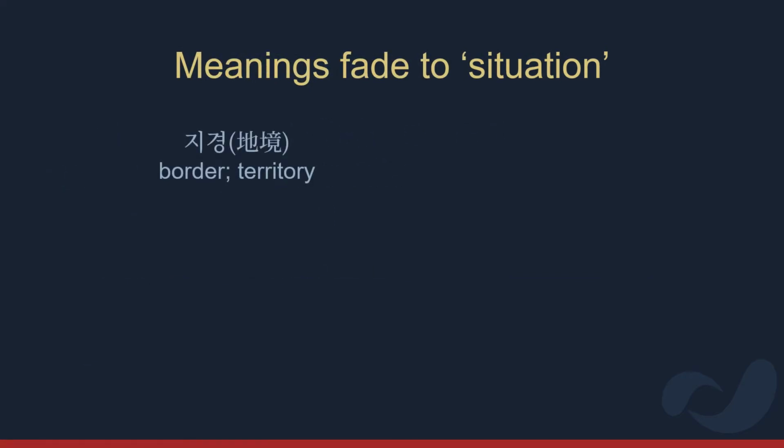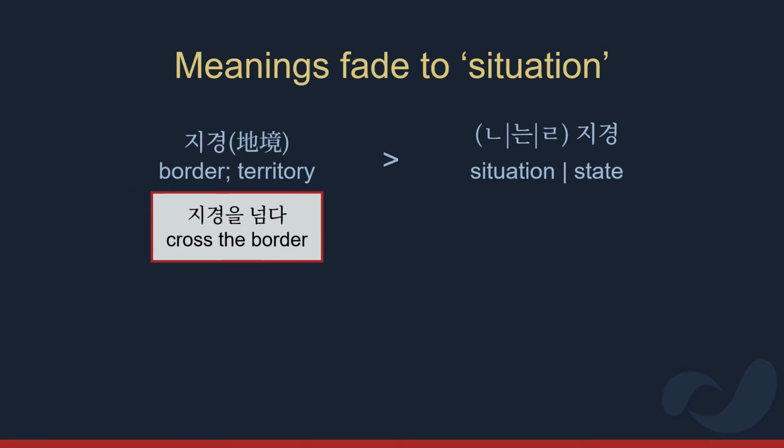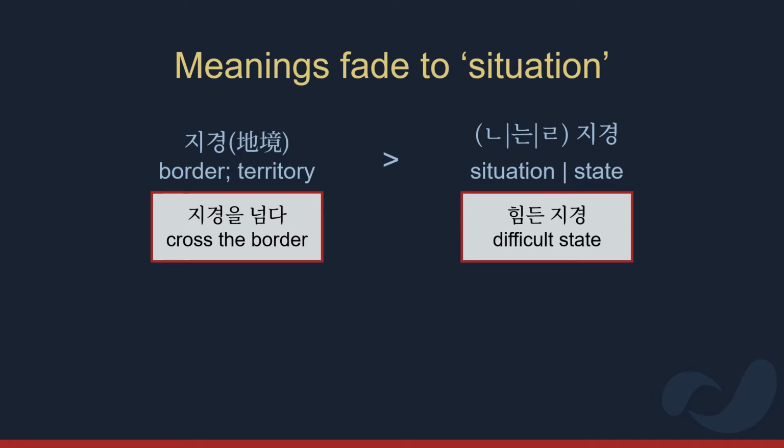The first is jigyong, which went from meaning border or territory to having a neutralized meaning of situation or state. Compare for example jigyong을 넘다, which is cross the border, with 힘든 지경이다, which describes a difficult situation. Here we see the specific meaning of border has faded into a general meaning of situation.